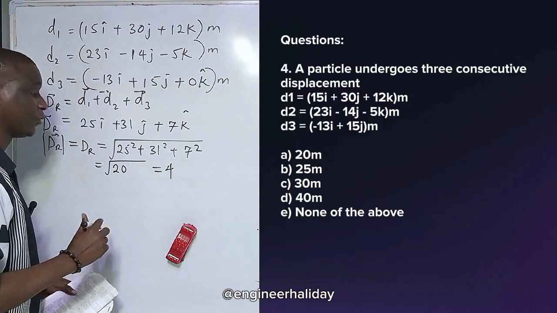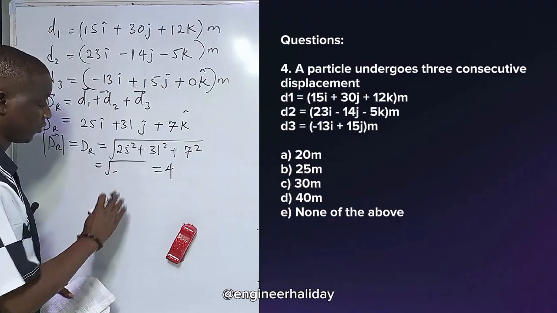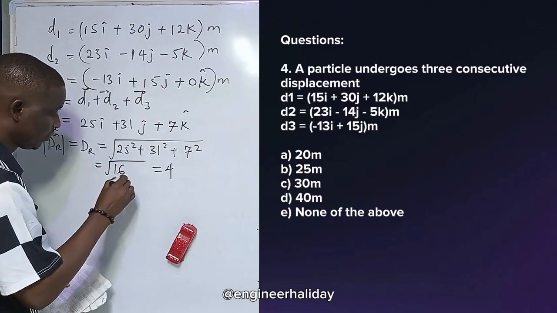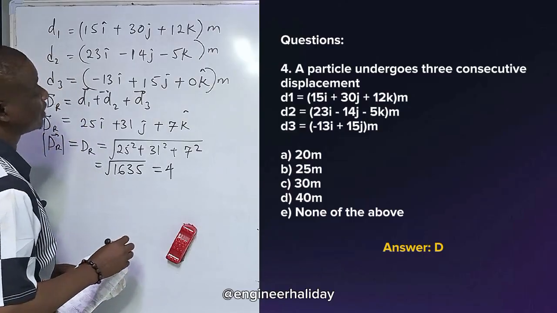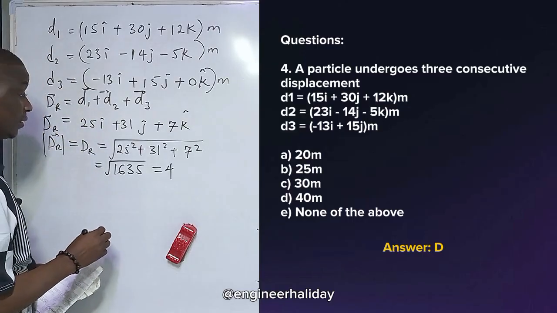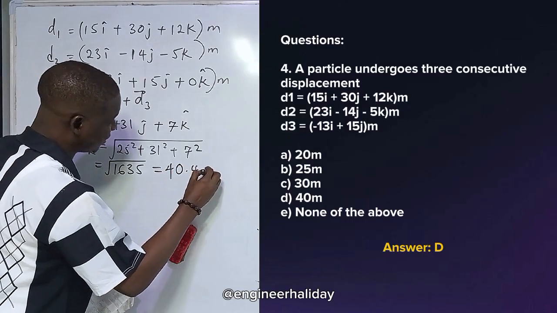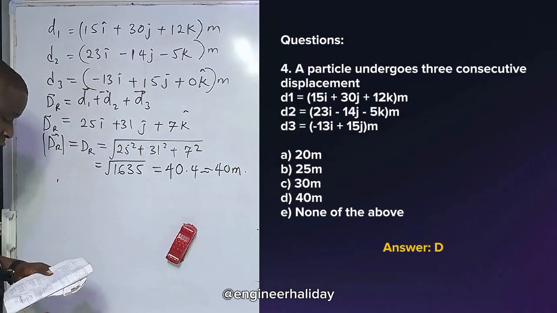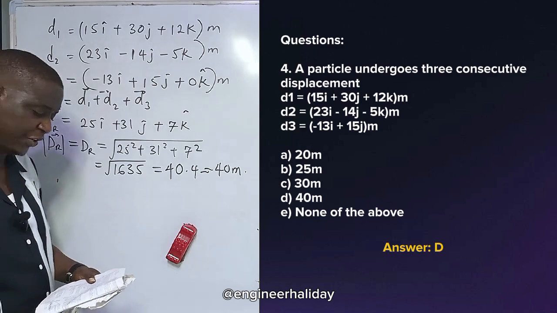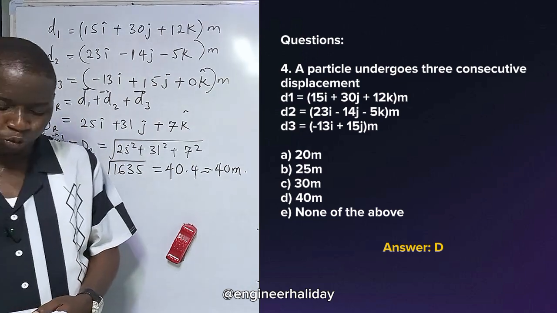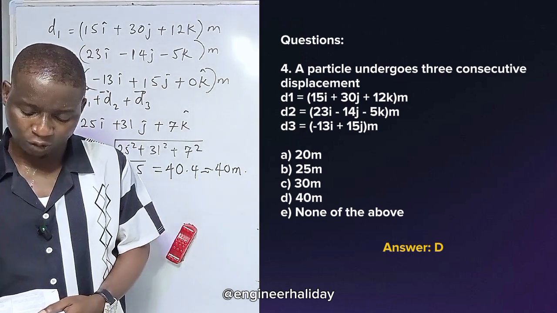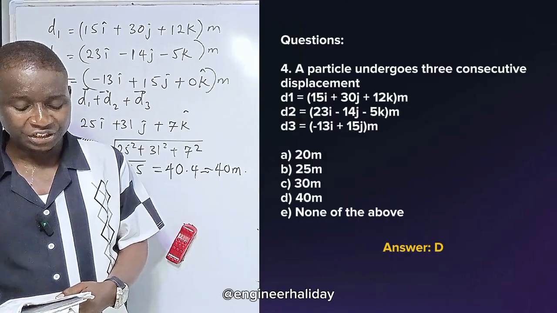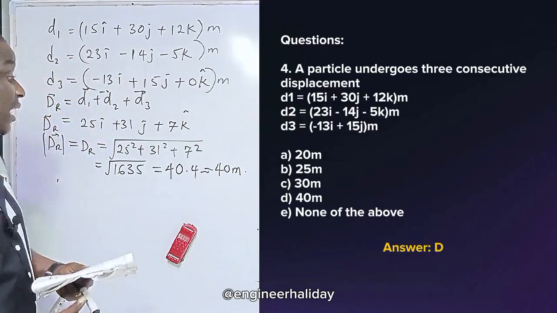Then what is the answer now? That will give us 1365. The square root of 1365 is 40.4, which is approximately 40 meter. We have option A 20 meter, B 45 meter, C 30 meter, D 40 meter, E none of the above. So the answer is D.